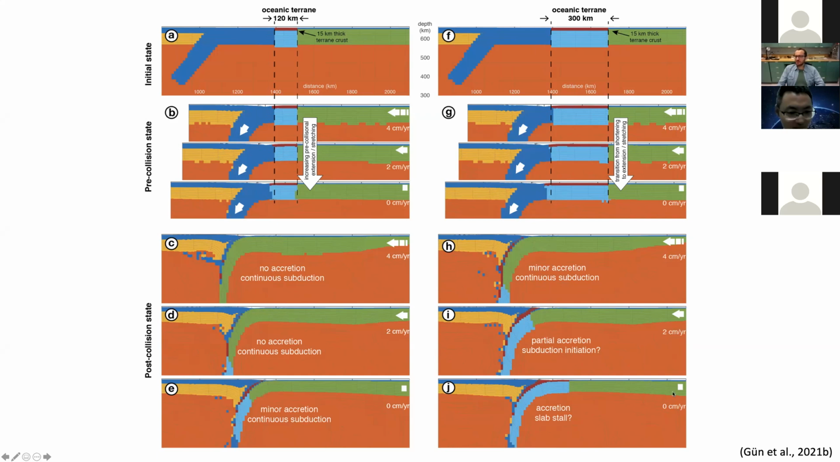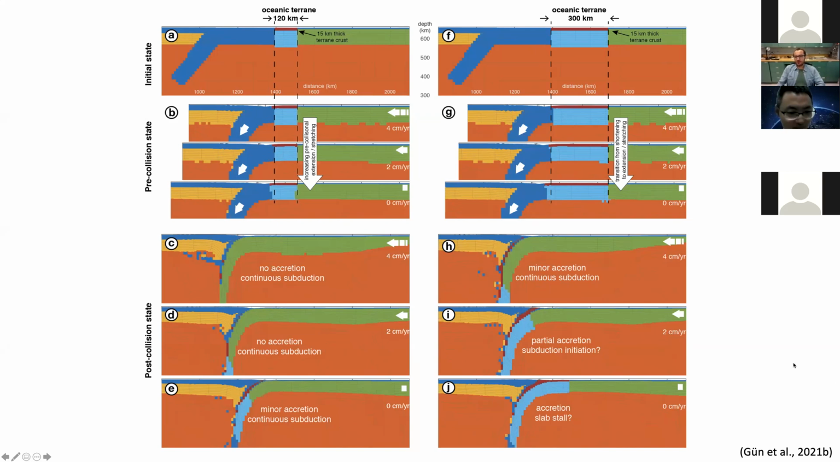But if there is only one acting force in the system, such as slab pull, we see much more accretion cases here. And the slab cannot pull this part anymore because this is buoyant and doesn't want to subduct. We see the slab stalling here. Probably it is going to break off in the later stage of these models.